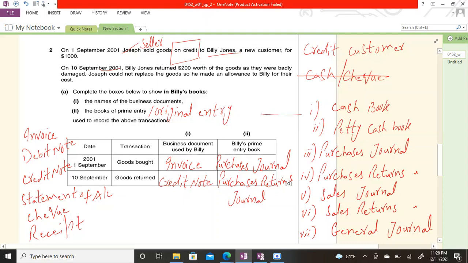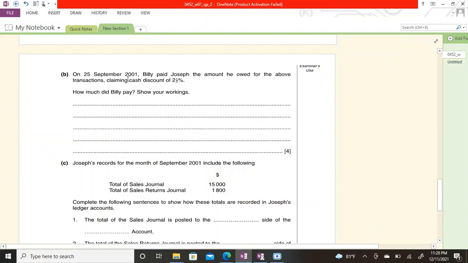Now let's go to part B. In part B, it says that on 25th September 2001, Billy paid Joseph the amount he owed. Owed means the amount which he has to pay for the above transactions, and claiming a cash discount of 2.5%. So how much did Billy pay?